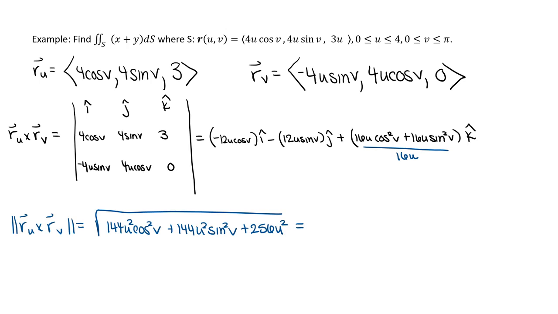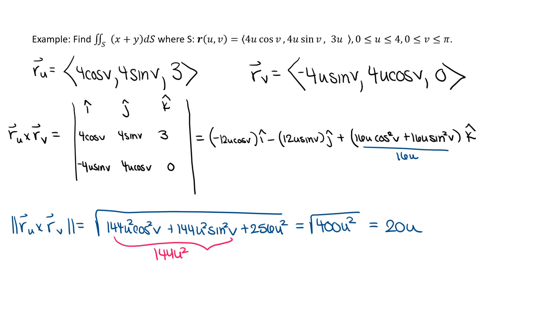I'm going to find the magnitude of that vector. So I'm going to take the square root of the sum of the components squared. So I took each one of these components and squared them. So the first component squared, I got 144u squared cosine squared. Second component, 144u squared sine squared. And then finally that third component is the 16u. If you square that, you get 256u squared.